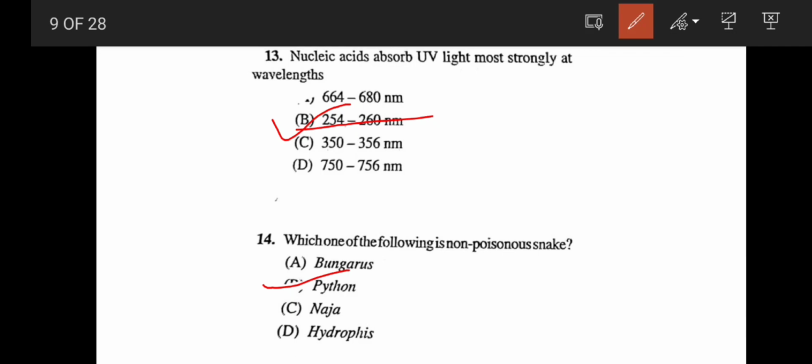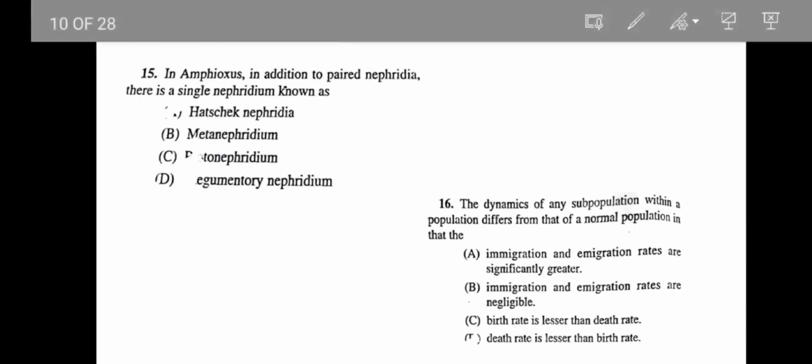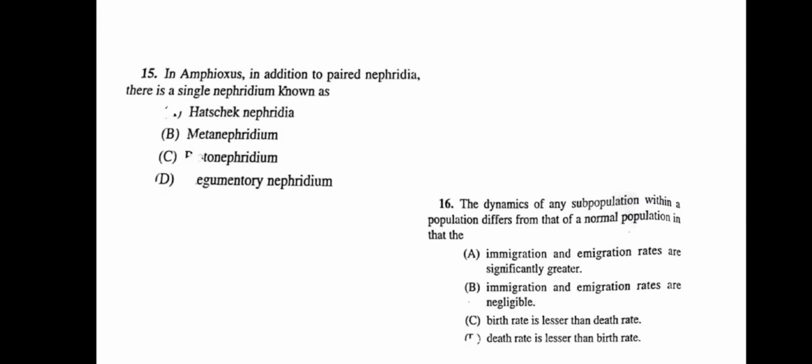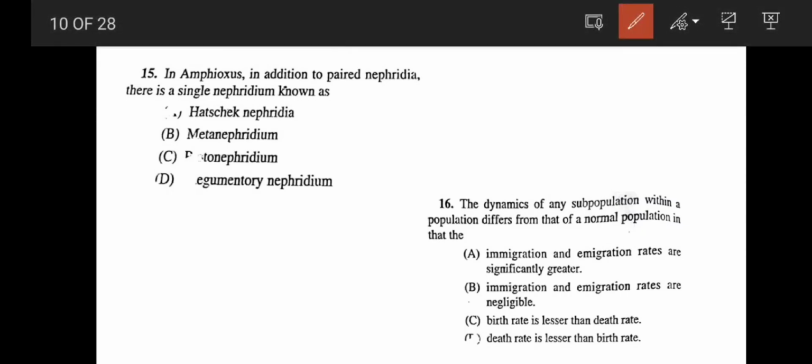Here the python is a non-poisonous snake. Next, in Amphioxus, in addition to paired nephridia, there is a single nephridium known as Hatschek's nephridium. Okay, the correct answer would be Hatschek's nephridium.